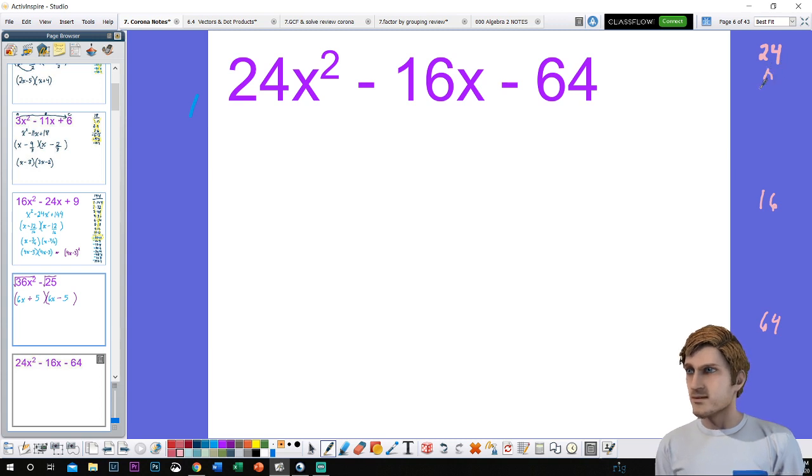Alright, 24 is 6 by 4, which is 2, 3, 2, 2. 16 is 4 by 4, which is 2 by 2 by 2 by 2. 64 is 8 by 8, which is 2 by 2 by 2, twice.